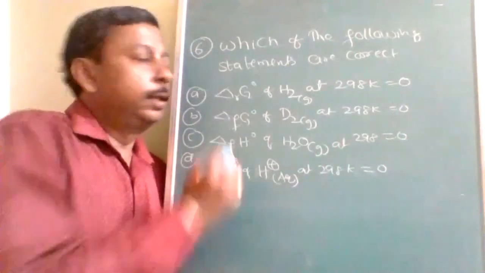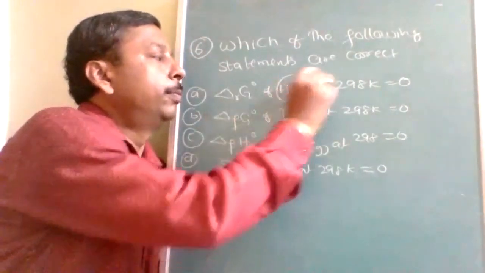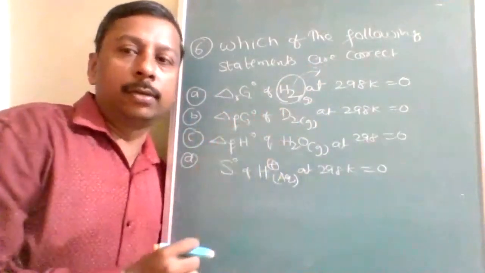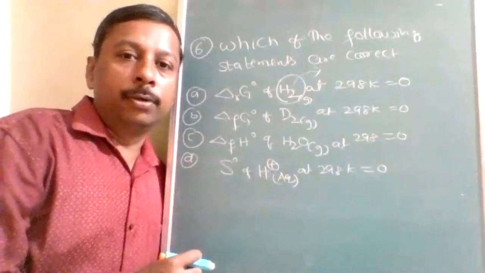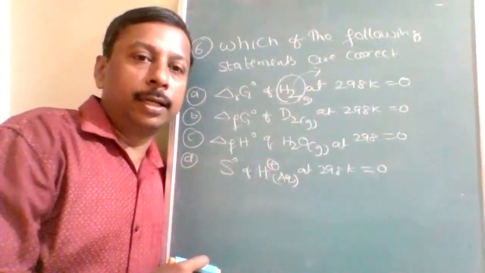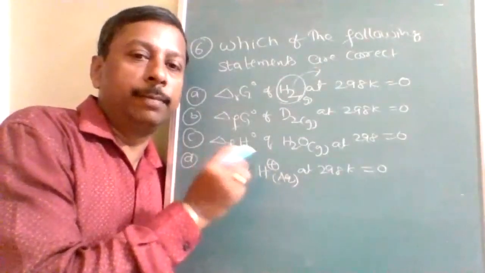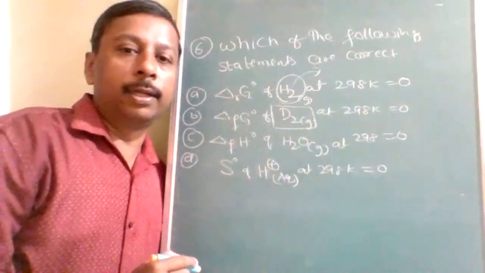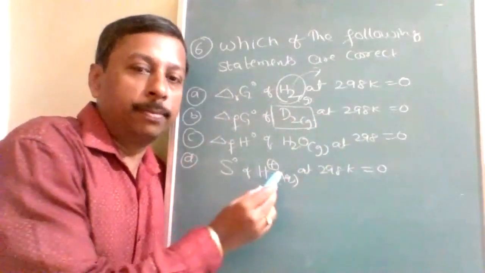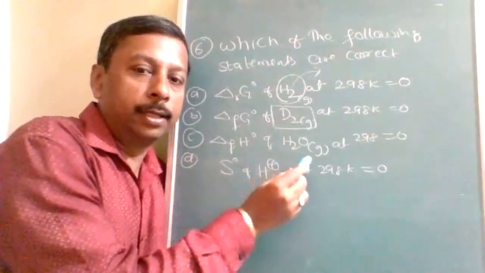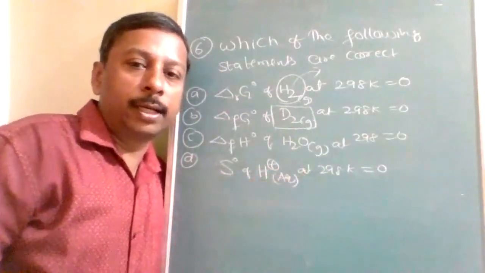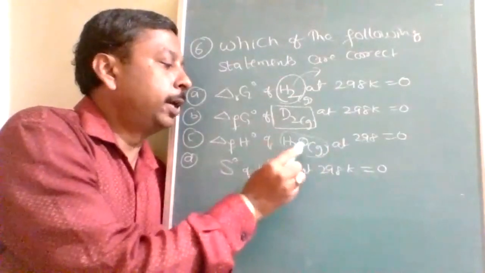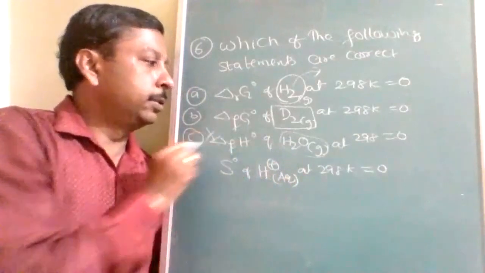Okay, see here. In the A option, it is elementary form. Nobody is attached with this. If H2 is attached with some oxygen or chlorine, then it may not be zero. But as it is elementary form, the free energy of formation will be zero. Same way D2 is also elementary form. Therefore, it is zero. But here it is compound state, and the problem here is it is gas. H2O is not a gas at 298 Kelvin. Just because of this, and it is in compound form, that's why this is not correct.